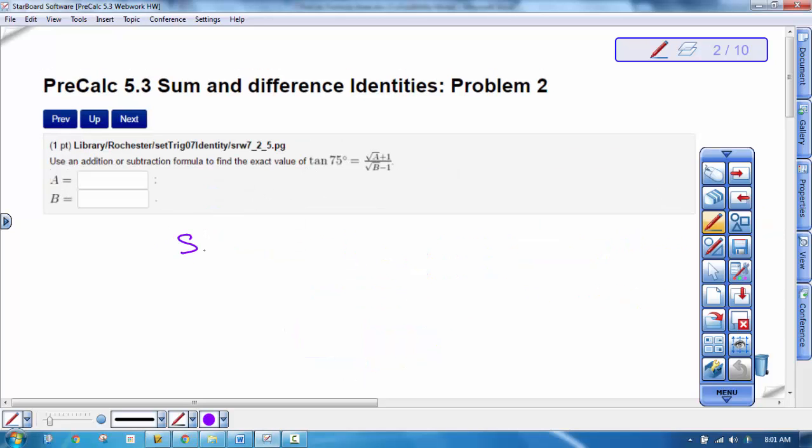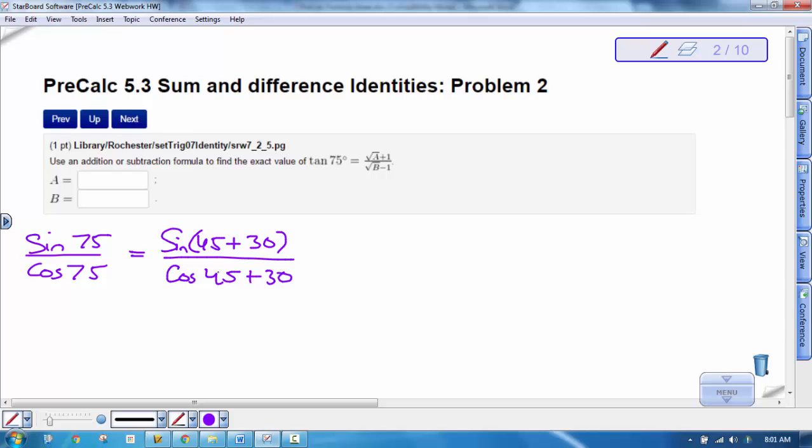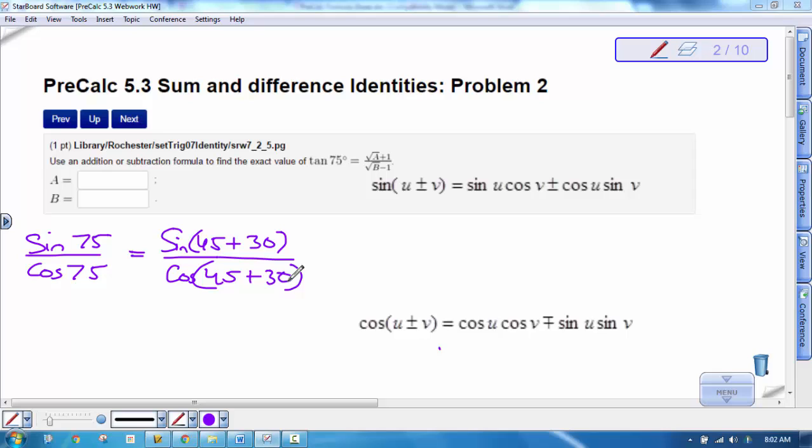Okay, similar problem. Tangent's really sine over cosine. So I'm going to make this sine of 75 over cosine of 75. Move back here. And then I'm going to make this sine of 45 plus 30 because we know the exact values for those, and then cosine of 45 plus 30. And I'm going to use our sum and difference formulas. So here they are. I've got sine up here and cosine down here. So let's do the top first, sine.